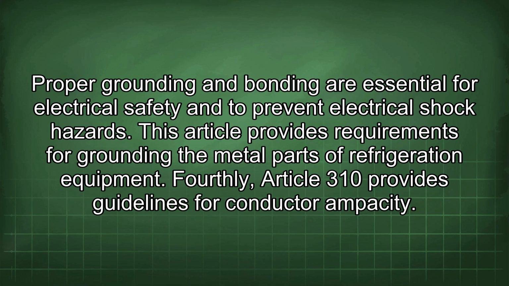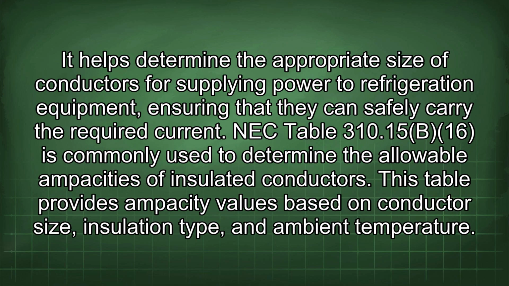Fourthly, Article 310 provides guidelines for conductor ampacity. It helps determine the appropriate size of conductors for supplying power to refrigeration equipment, ensuring that they can safely carry the required current. NEC Table 310.15(B)(16) is commonly used to determine the allowable ampacities of insulated conductors. This table provides ampacity values based on conductor size, insulation type, and ambient temperature.